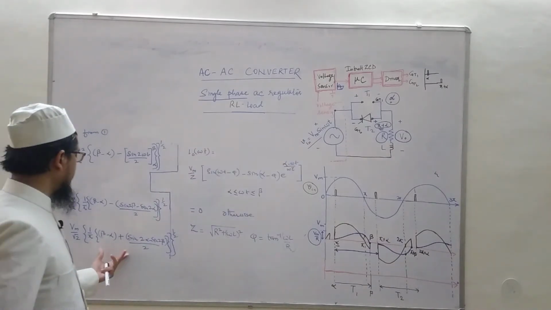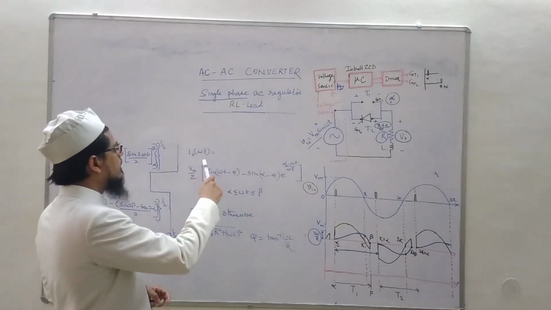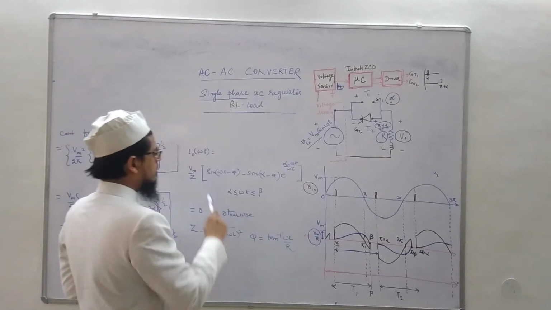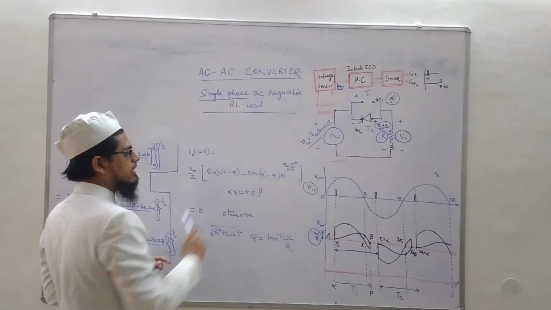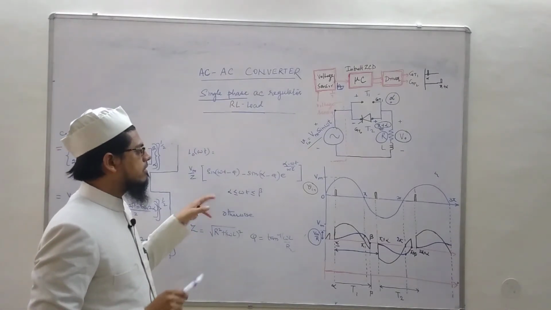Okay, so this is the expression for the RMS value of the output voltage, while the current that would be flowing through the load is given by this expression. I have written it down, and I had derived it in another lecture.